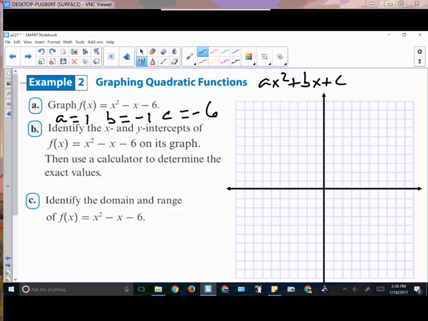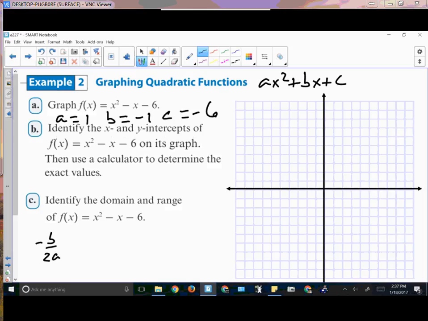So now, I want to figure out where the vertex of this thing is going to be. Now, it says identify the x-intercepts and all that other stuff, and that's fine. There is a method to my madness when we're going through doing this. If I can find where the vertex is at, it'll make life a lot easier when I try and do everything else. So, remember that was negative b over 2a. That's the number I want to look for.